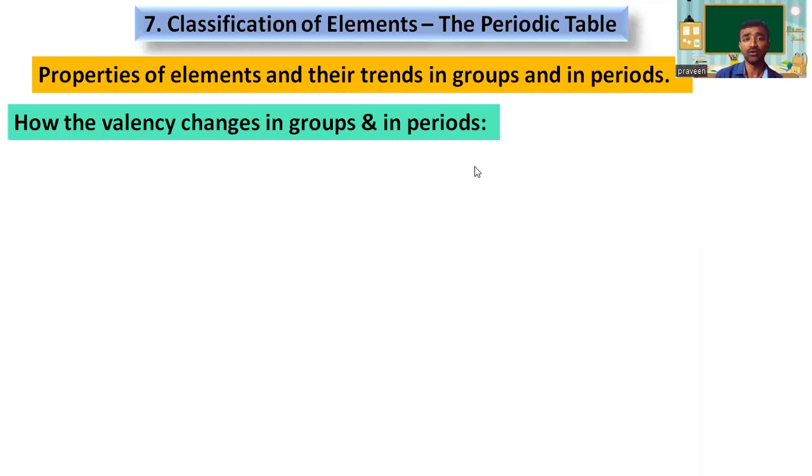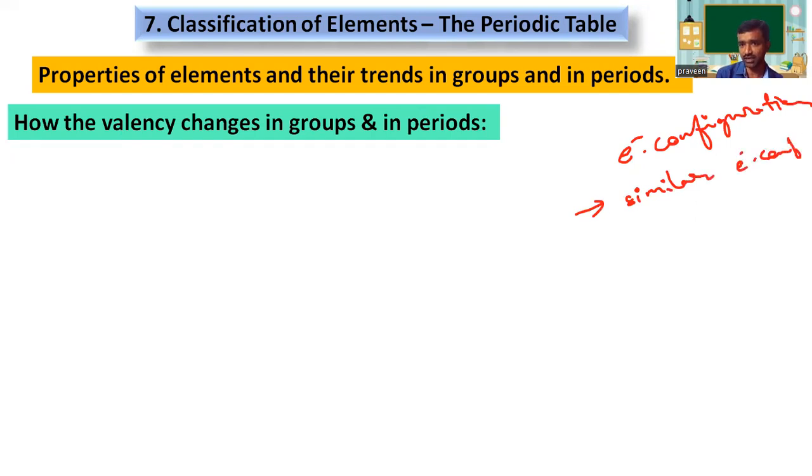Simply, it is about valency changes in groups and periods. The last topic in yesterday's class was about the changes of valency in groups and in periods. So here, simply, periodic table classification is based on electronic configuration, right? So don't forget this electronic configuration. Similar electronic configuration is there in a group.